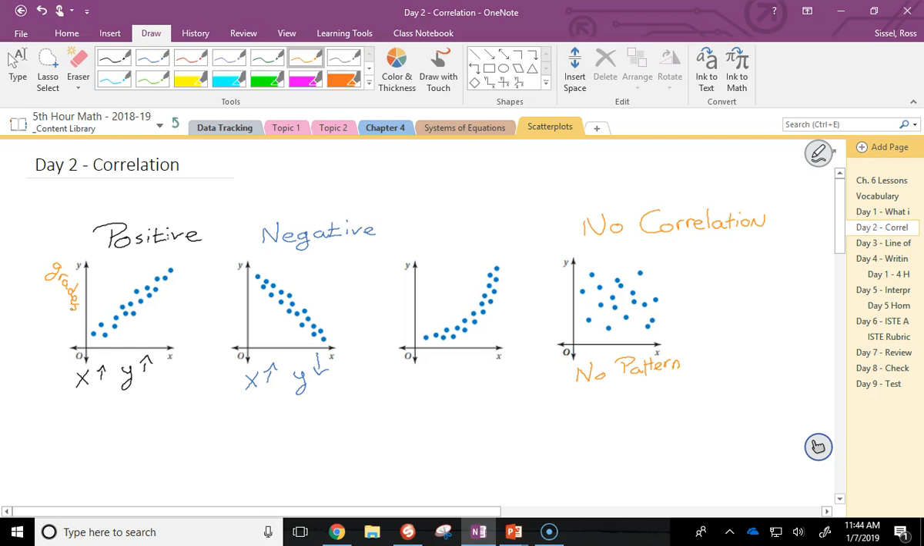Yes. Or what if I say I want to look at your shoe size? Oh, I want to see if your shoe size affects your grade. Do we think your shoe size will affect your grade? No, so that would be our example of no correlation. Okay?